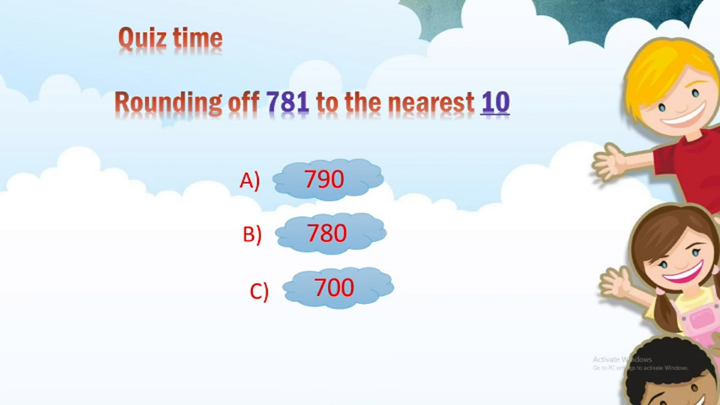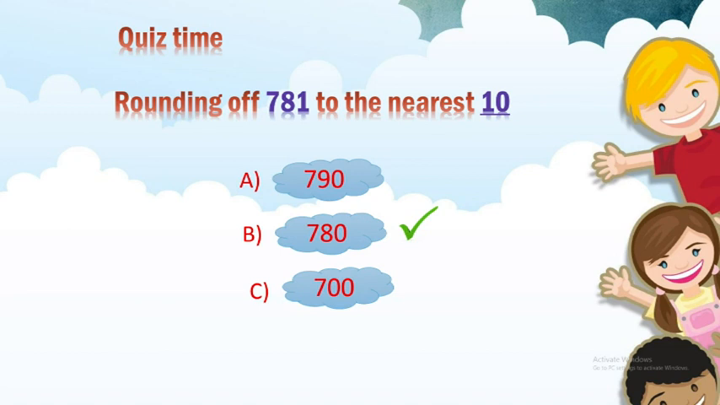Option A, 790. Option B, 780. Option C, 700. Which letter is the correct letter? A, B or C? Very good. Option B, 780.